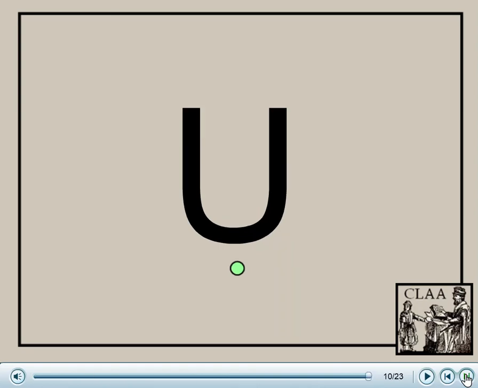Point to the green dot on your screen. This is the Latin letter U. This letter represents the spoken sound U. And anytime we see it in Latin writing, we should read it as U, the Latin vowel U.